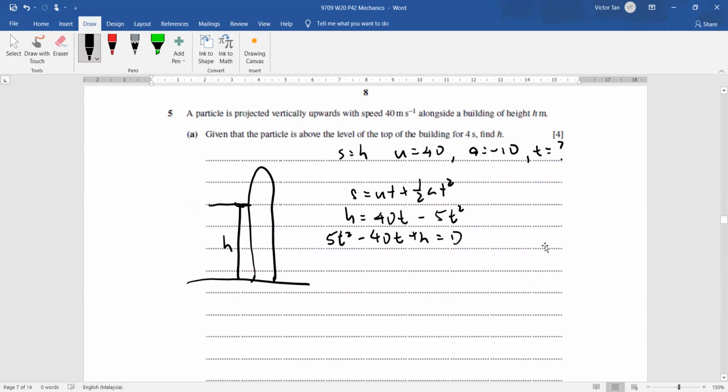Assuming both the roots are alpha and beta, you're given alpha minus beta equals 4. For the quadratic equation, alpha plus beta equals minus b over a. So it's 40 over 5, which equals 8. Alpha beta equals H over 5.